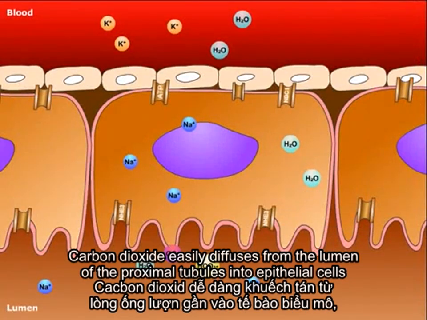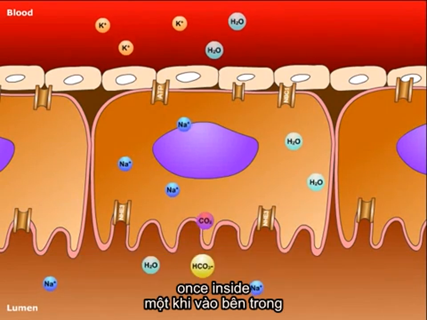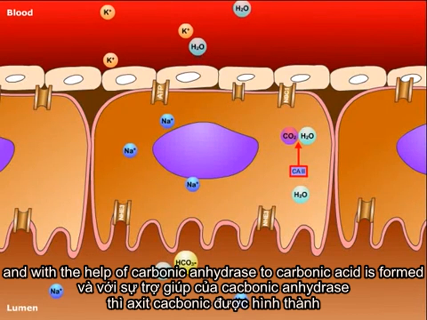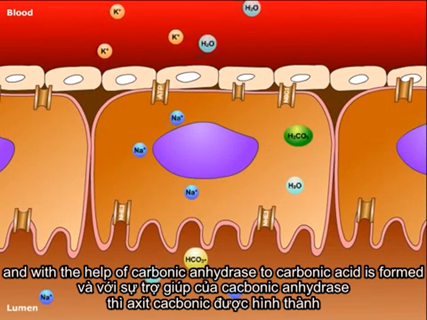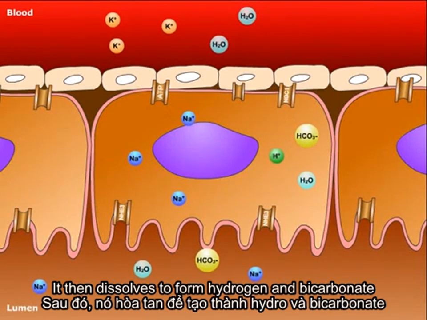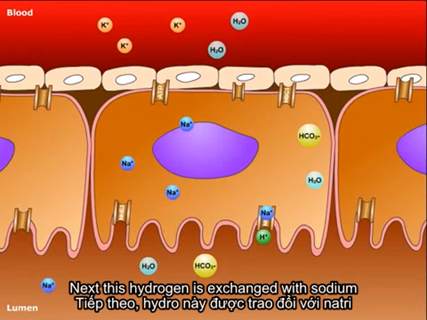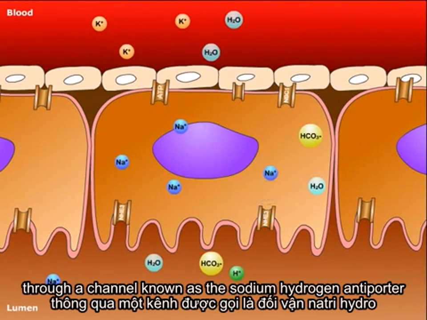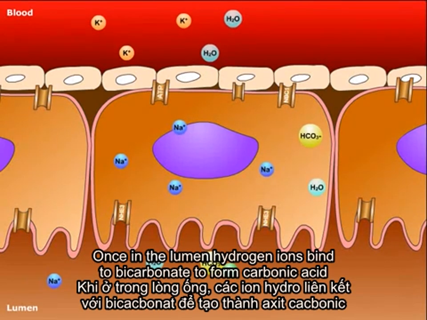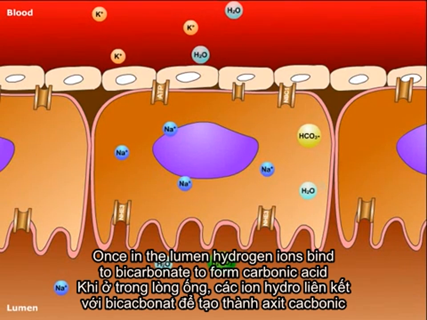Carbon dioxide easily diffuses from the lumen of the proximal tubule into epithelial cells. Once inside, carbon dioxide binds to water, and with the help of carbonic anhydrase 2, carbonic acid is formed. It then dissociates to form hydrogen and bicarbonate. Next, this hydrogen is exchanged with sodium through a channel known as the sodium-hydrogen antiporter, or exchanger, labeled here as NHE3. Once in the lumen, hydrogen ions bind to bicarbonate to form carbonic acid.